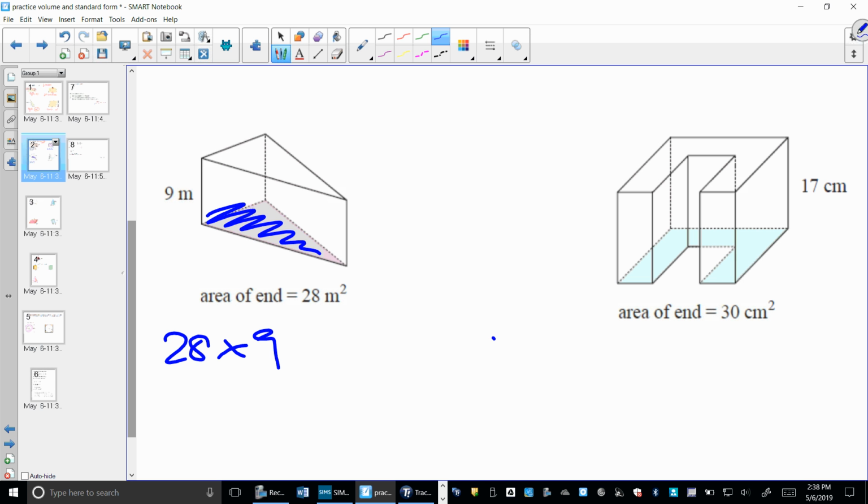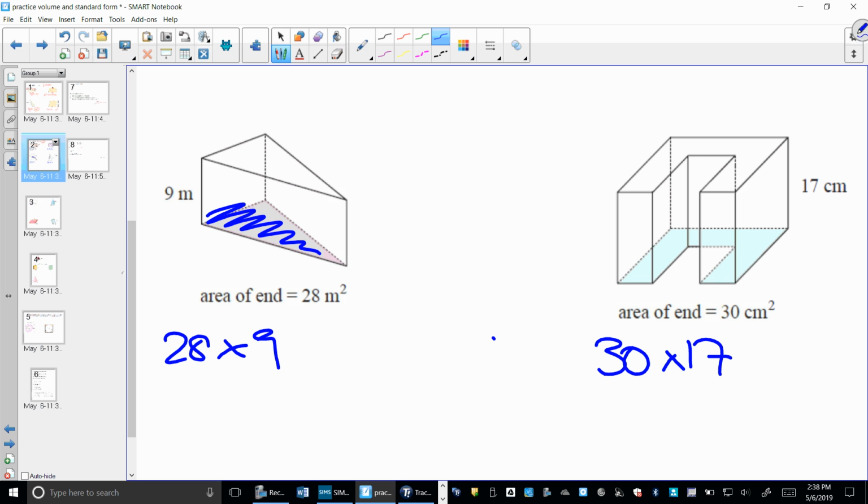What's the area of the cross section? 17. The area of the cross section, 30 centimeters. Then what's our length? 17. So what calculation are we going to do? 17 times 30. I'm going to do 30 multiplied by 17, just to keep with the order of the formula. So it's the area of the cross section multiplied by the length.